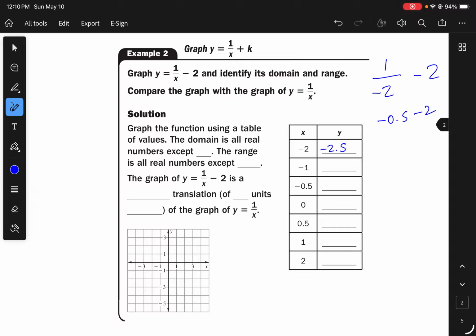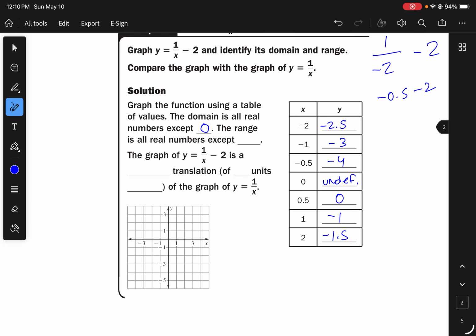All right, so you have negative 2.5, negative 3, negative 4, undefined, can't divide by 0. 1 divided by 0 can't happen. Then 0, negative 1, and negative 1.5. So it looks like our domain here can be any number except 0. It's kind of hard to see what our range is going to be. That's going to be a little bit easier to see once we graph. They also wanted us to compare, and as the rules applied previously, if you're subtracting 2 on the outside, then you have a vertical translation down by 2. Which is kind of nice, all of these rules are the same.